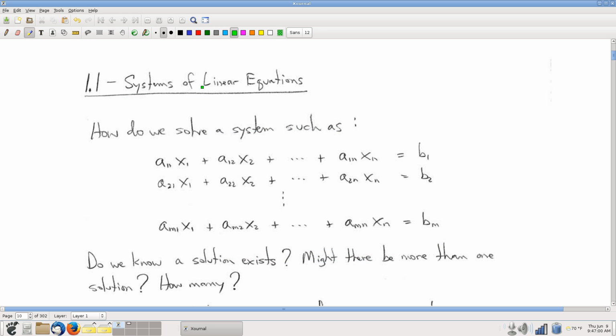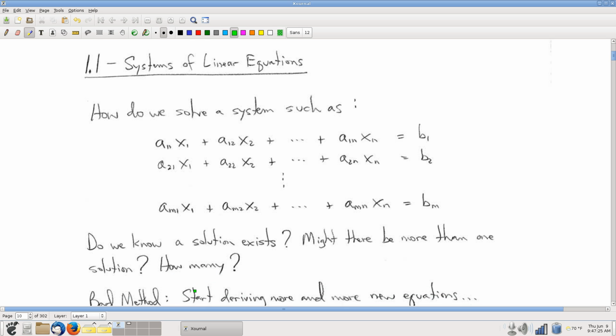Okay, so we're going to ask some natural questions in advance. How do we know if there's a solution to the system? Could there be more than one solution? Perhaps. Maybe. There's no particular reason to just rule out the possibility of multiple solutions. And if there are multiple solutions, how many? So these are reasonable things to wonder about.